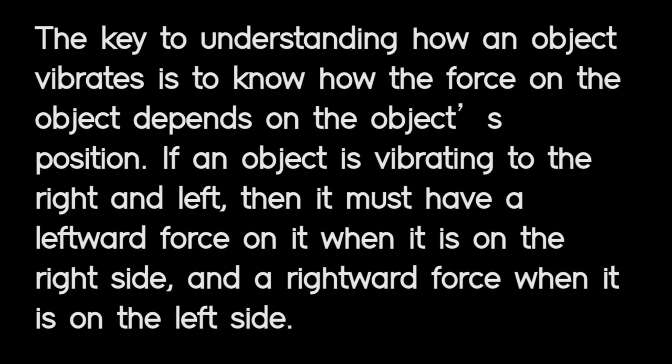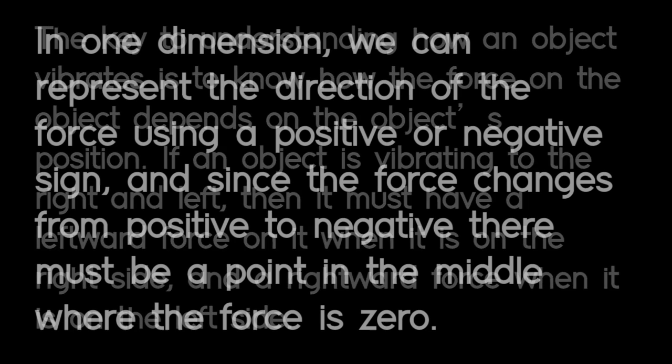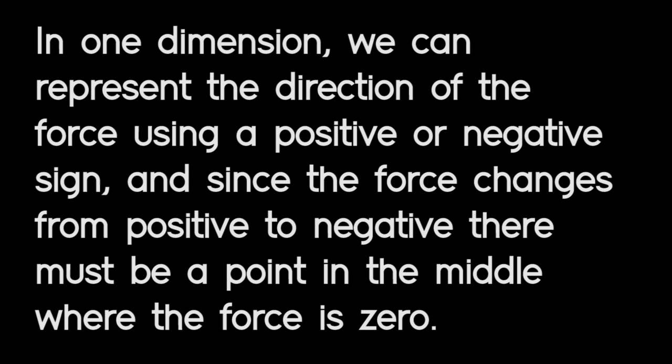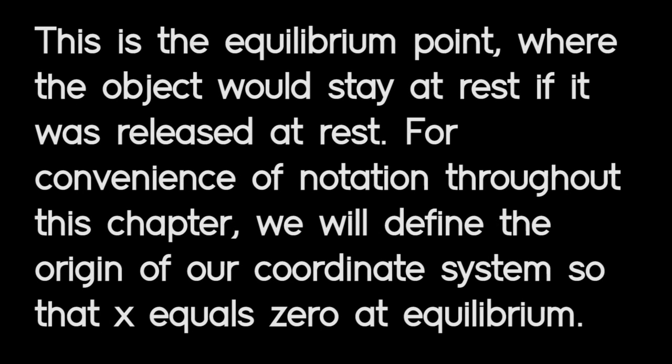If an object is vibrating to the right and left, then it must have a leftward force on it when it is on the right side and a rightward force when it is on the left side. In one dimension, we can represent the direction of the force using a positive or negative sign, and since the force changes from positive to negative, there must be a point in the middle where the force is zero. This is the equilibrium point where the object would stay at rest if it was released at rest.